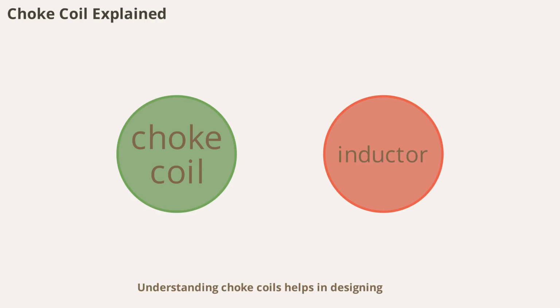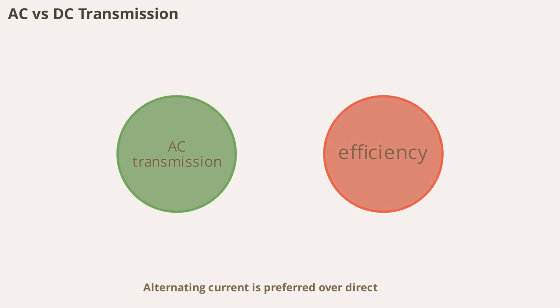Understanding choke coils helps in designing circuits that require selective current control. Alternating current is preferred over direct current for transmitting electricity over long distances.